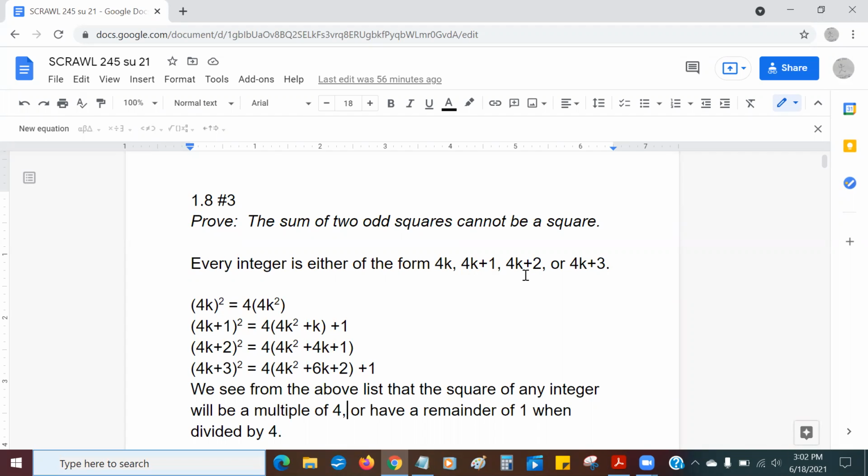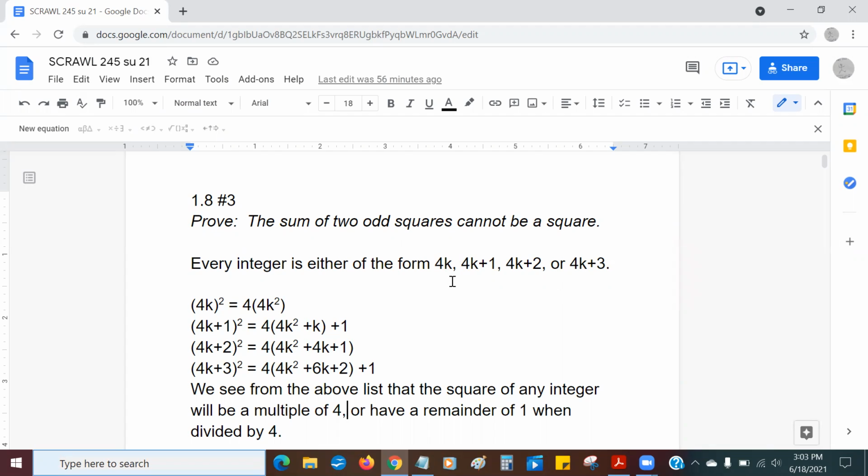The number 30 would be 4 times 7 plus 2, with k equals 7. The number 31 would be 4 times 7 plus 3. So that's the story. Every number is either divisible by 4, has a remainder of 1, has a remainder of 2, or has a remainder of 3. Every integer is one of these 4.